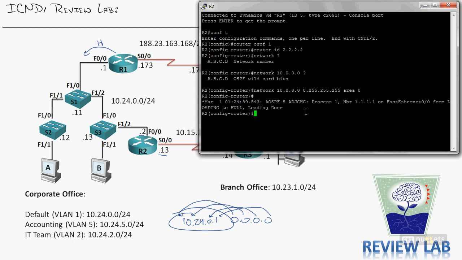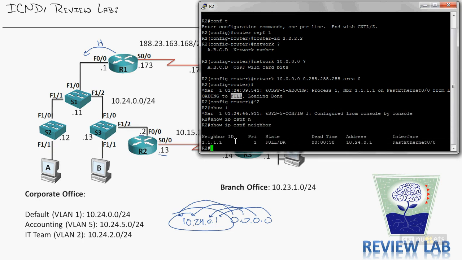I'm holding my breath. There it is. It didn't hold it for long. It moved from loading to full. We're actually going to discover what that means later on in the series. I'll do a show IP OSPF neighbor. Okay, we've got our first neighbor. We notice that this is a full neighbor relationship, and the other neighbor is a designated router. Again, more on that later. I think we talked about that in ICND1. That just means it is the one that is kind of the home base. All the other routers come to that one as kind of their central point of contact for that Ethernet network.